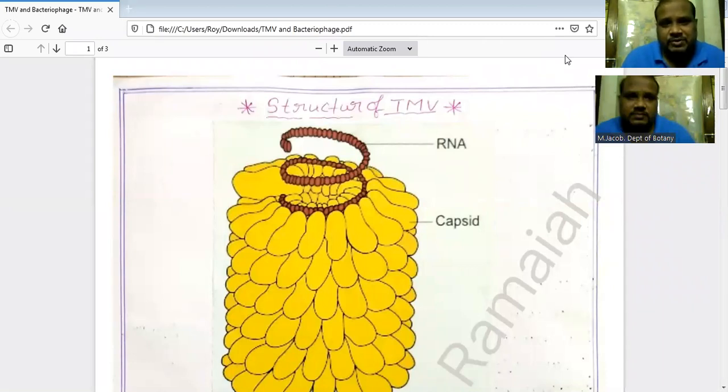In this video, I am going to explain about structure of TMV and structure of bacteriophage. This video is very useful to MSET and NEET aspirants. So let's start our topic, structure of TMV.